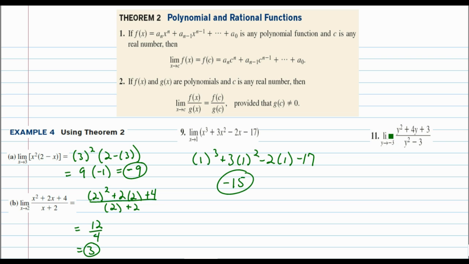This rational function, I'm going to take the limit by plugging in -3 for the y values because it's asking me for the limit as y approaches -3. The input variable here is y in this case. Well, in this case I got that the limit is 0, so as my y values approach -3 as my input, my output values on this function are going to approach 0.